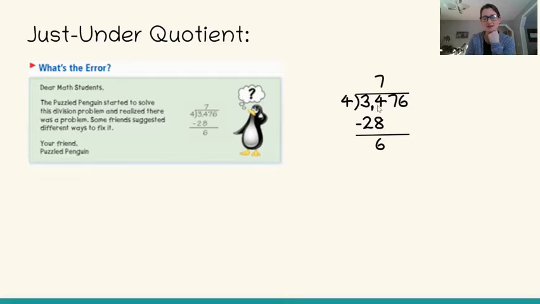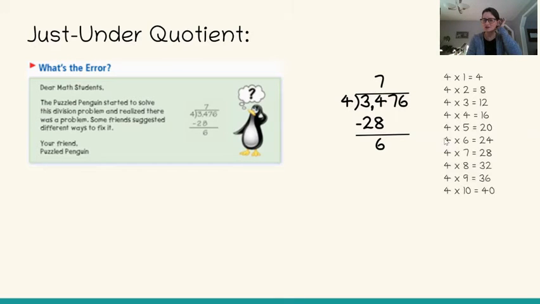And he's moved on to the hundreds. And he started with 34 hundreds. And we're dividing by 4, so he is using the 4 times table. Okay, 34 divided by 4. And Puzzled Penguin has put the 7 up here and then multiplied 4 times 7 to get the 28. And if we look on the 4 times table, we see 4 times 7 is 28, and this is less than 34. So it kind of makes sense that 28 is less than 34.